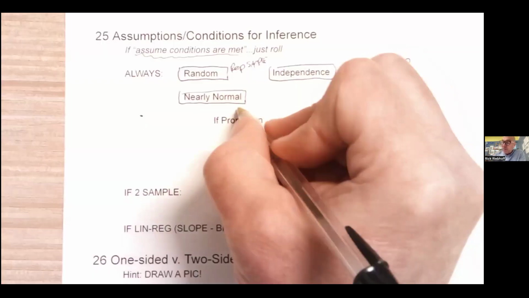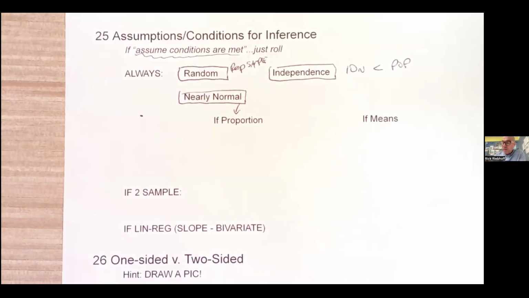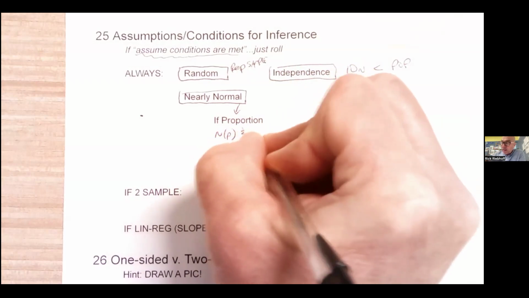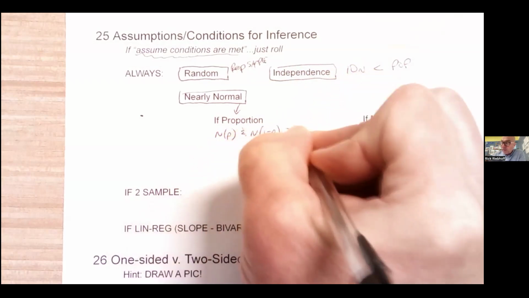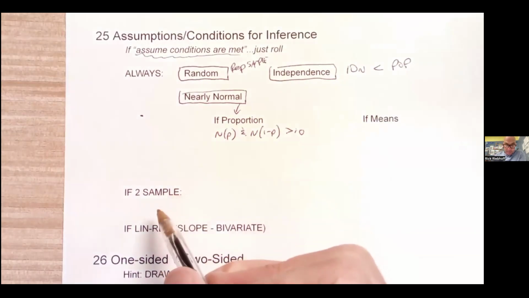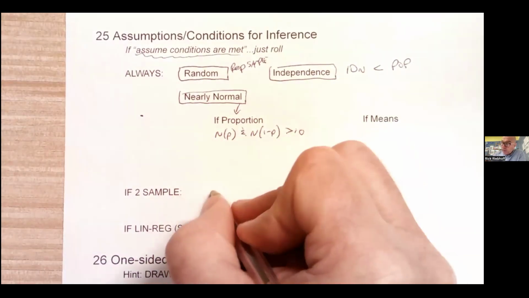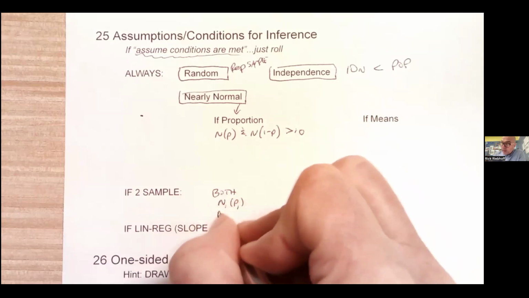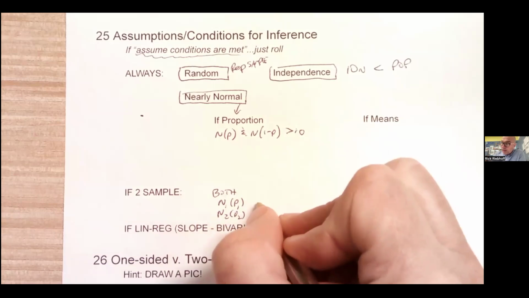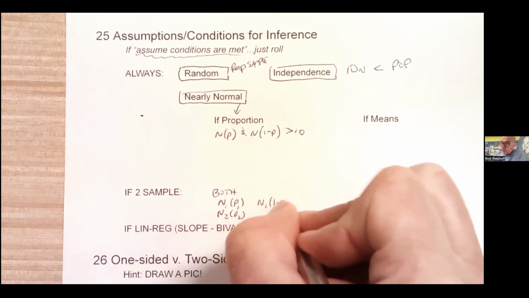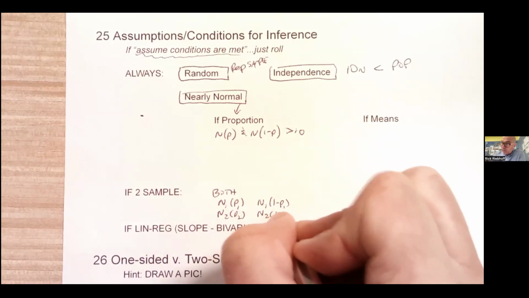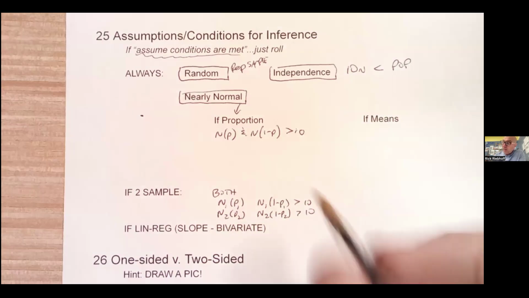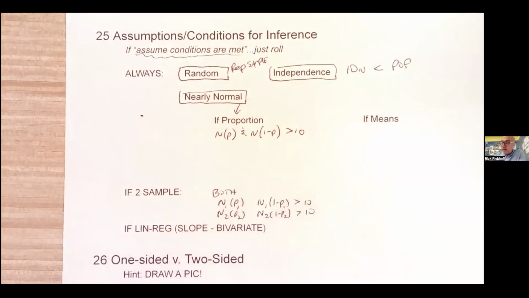If it's proportions, nearly normal is going to be my n times my p, and n times 1 minus p need to be greater than 10. If it's two samples, it would be both n1 p1, n2 p2, and n1 1 minus p1, and n2 1 minus p2 are all greater than 10, right? Obviously. All right. If it's means, we've got multiple things that can happen.